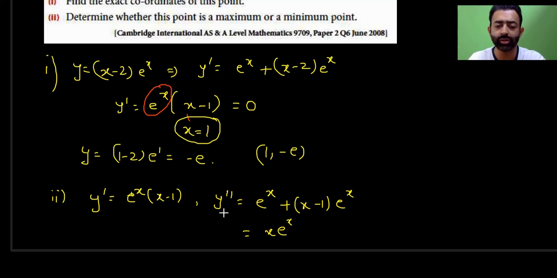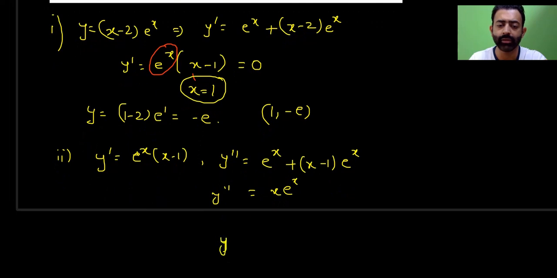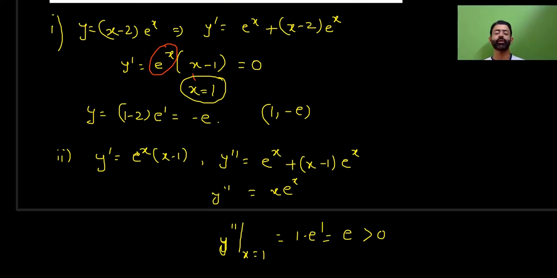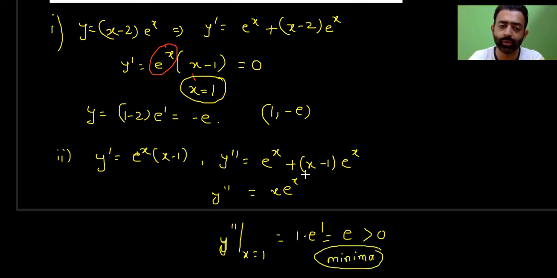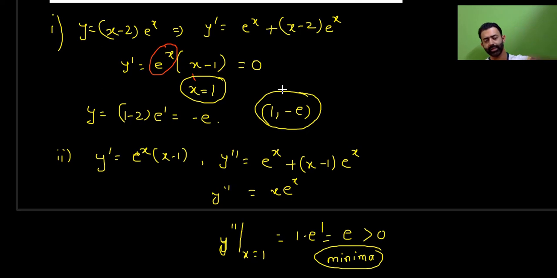Now putting x equal to the turning point value in the double derivative, which here was 1, we get 1 into e raised to power 1, which is e, and it is positive. So again, if the double derivative is positive, the nature of this point will be minima. What point? The turning point, which is 1 comma minus e. So the graph must be coming like this, a minima like this, and that turning point is 1 comma minus e.